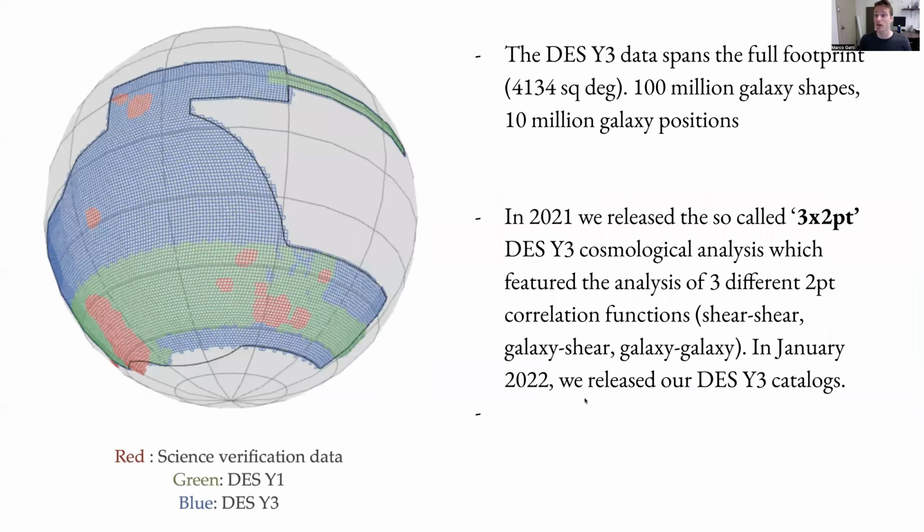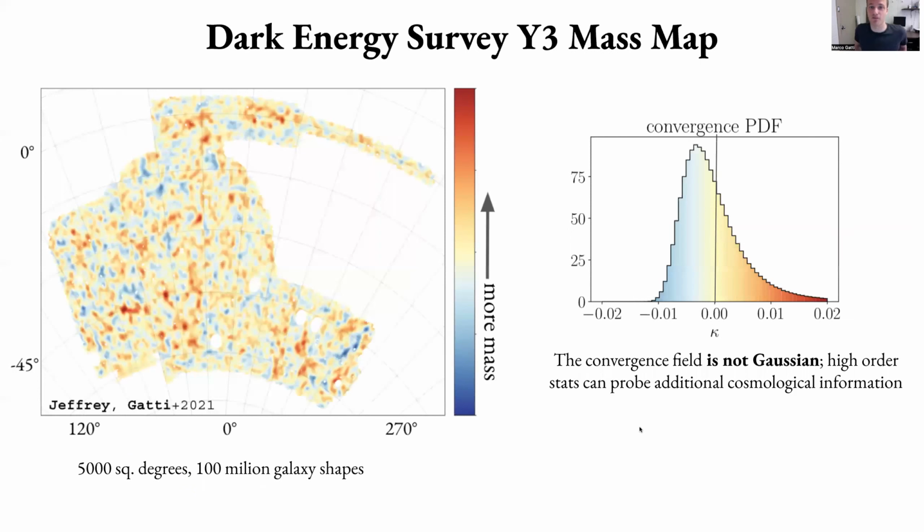What we managed to publish so far and release to the public is half of the data set. So we have a shape catalog of 100 million galaxies, and we also have another galaxy sample for galaxy clustering that has 10 million galaxies. We use these two catalogs to make the so-called 3x2 point cosmological analysis, which we released last year, which combines three different two-point correlation functions, so Gaussian statistics. This is our key result, and I'll be comparing the non-Gaussian statistics results to these results, because this is the benchmark for DES.